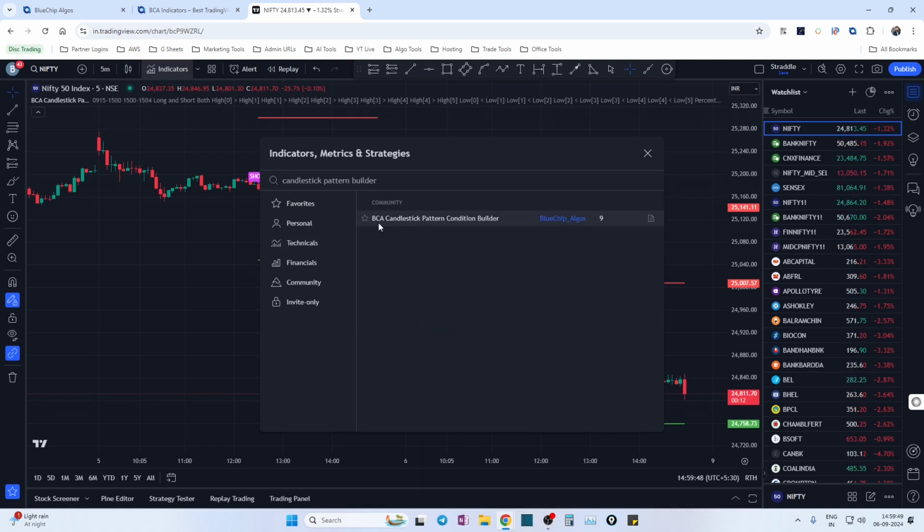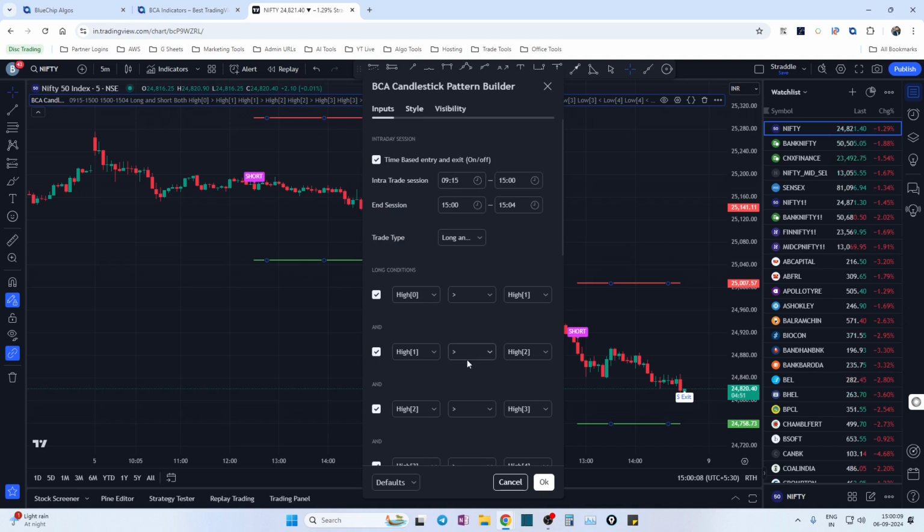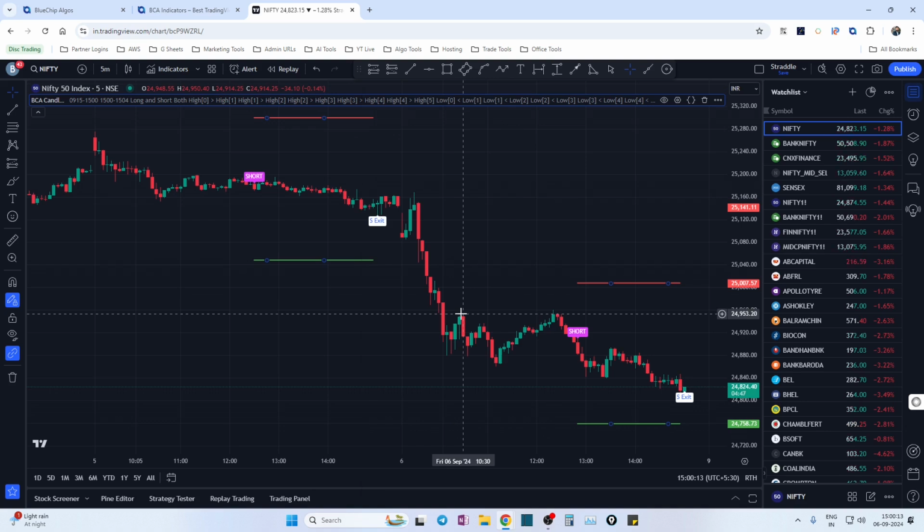You can see that if you type BCA candlestick pattern condition builder, then you get this under the community library. We just added it recently to the TradingView library. If anybody wants it, you can just go and search with this name, BCA candlestick pattern builder. And once you add it, there are a lot of input parameters which you can fine tune as per your requirement. We will see what those parameters are and why and how you have to change them. But before that, first let's try to understand what exactly this indicator is.